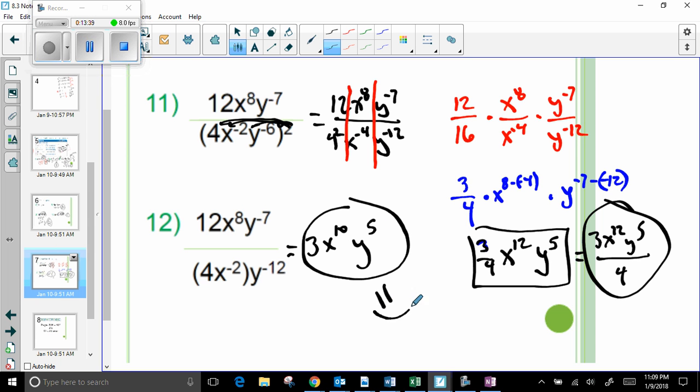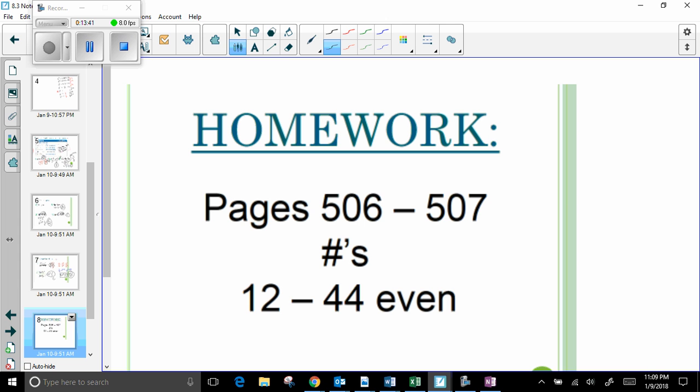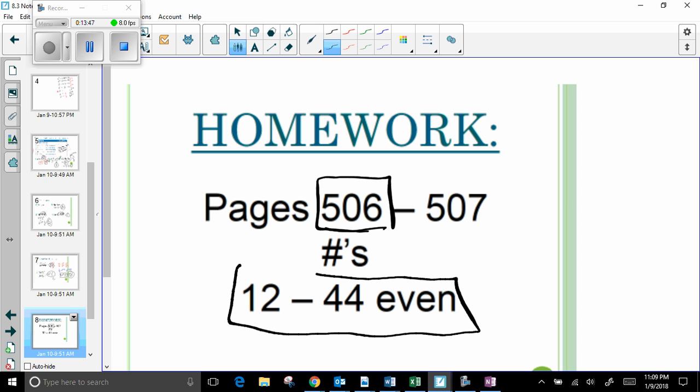There you go. When you move on to the last slide, you'll see homework's on page 506. Yay, we passed the 500-page marker. You're going to do 12 through 44, the evens. Please have this ready to go for class tomorrow, and we'll go over all answers together.